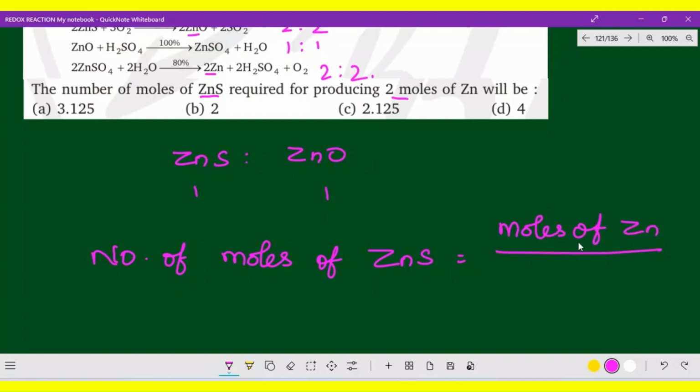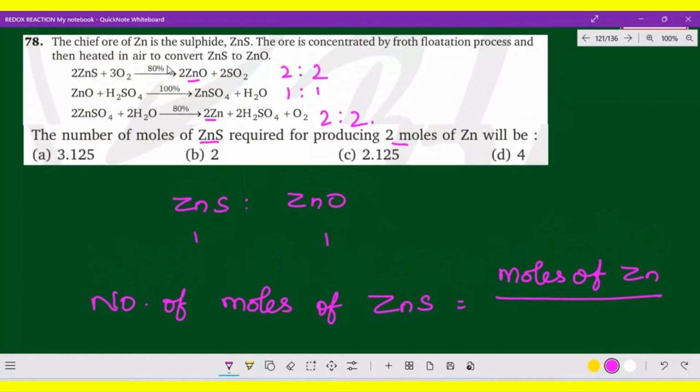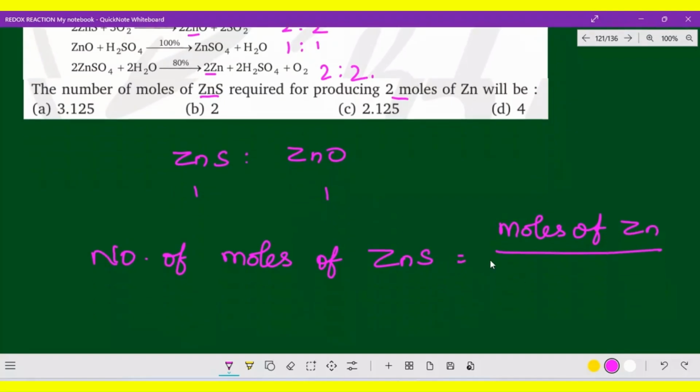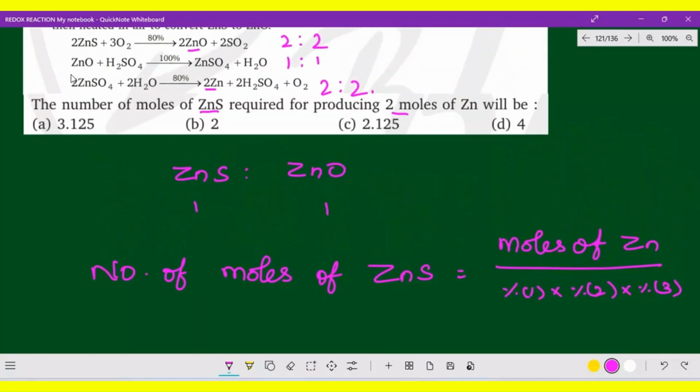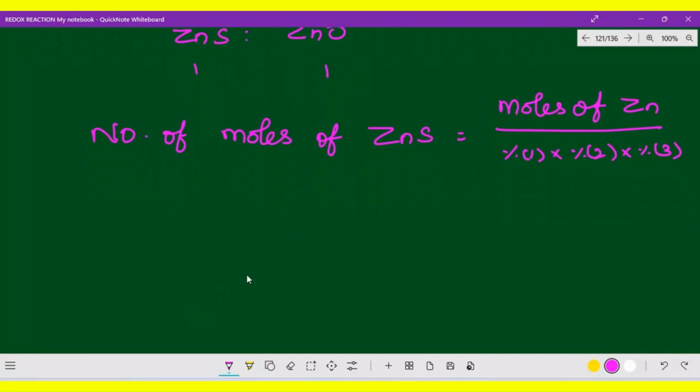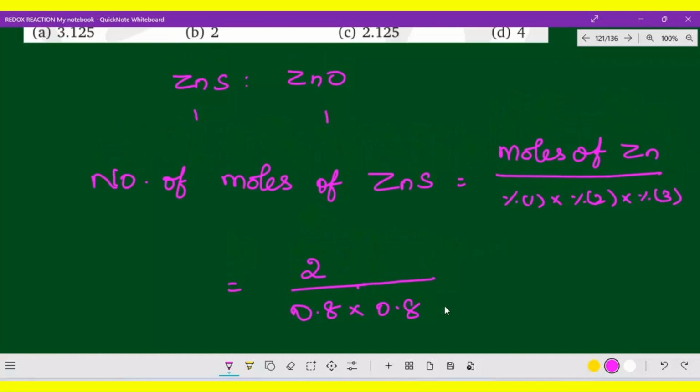So moles of Zn divided by, here they have given no percentage yield, efficiency 1, efficiency 2, efficiency 3. So percentage yield 1 into percentage yield 2 into percentage yield 3, right? So we can identify in that way. So number of moles of Zn, how much starting? 2 only. So number of moles of Zn, that is 2 divided by 80%, we can take it as 0.8, into 100%, which is the same as 1, into 0.8. So both are actually 100% and 100%. It is 1, right? That is what I didn't mention. So 1, if you want, you can put it.